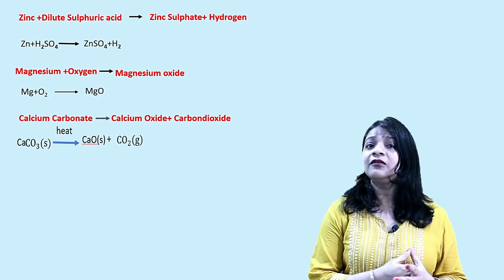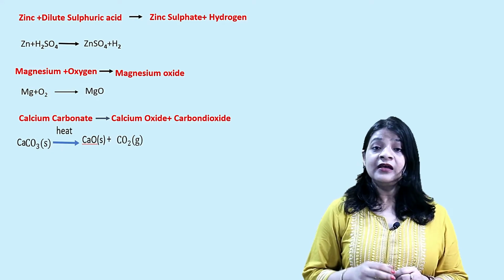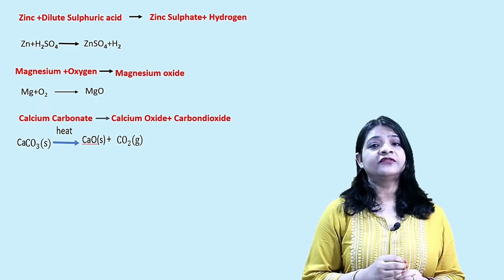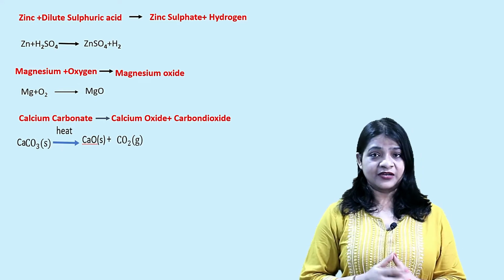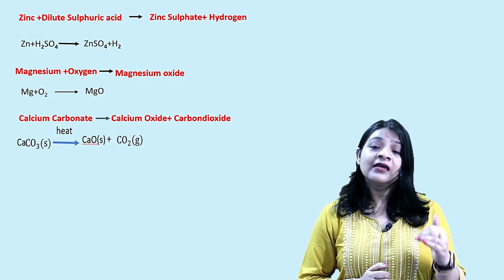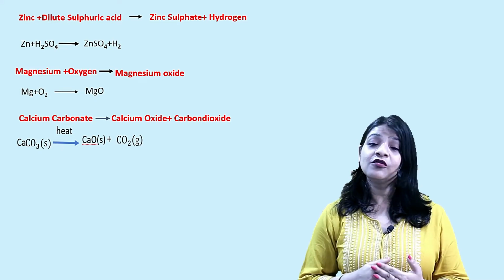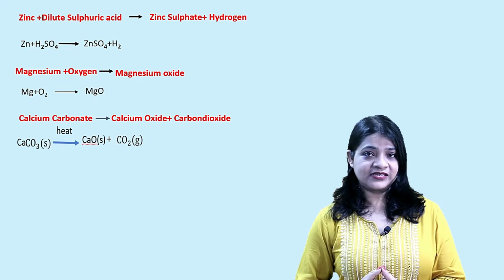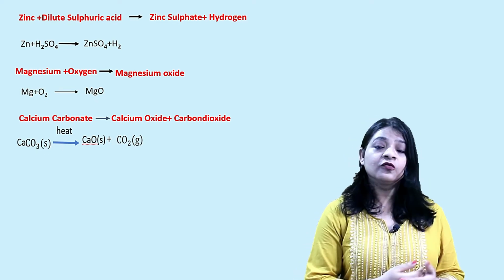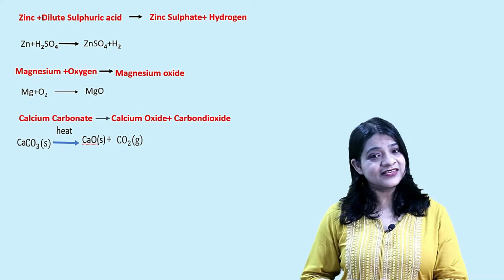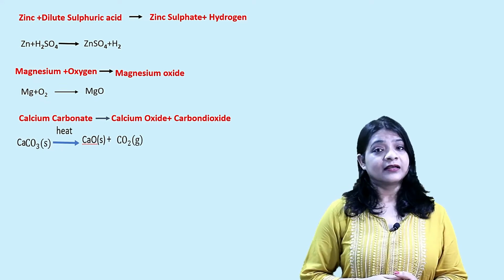Now here another important thing to note is that within the bracket, the state of the reactants or the state of the products is mentioned. Like CaCO3, within the bracket it is S, which means CaCO3 exists in the solid state. So after reaction it forms calcium oxide. So calcium oxide also exists in the solid state and carbon dioxide is a gas.